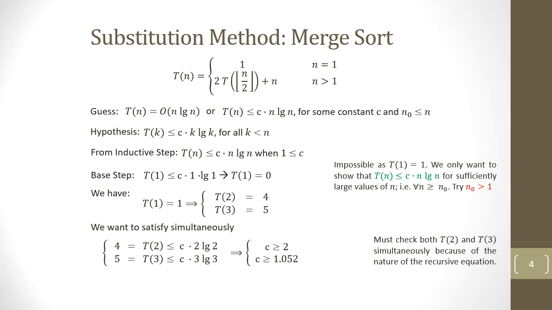For T(2), our value of c is greater than or equal to 2, and for n equal to 3, our value of c is approximately greater than 1. To satisfy both of these, we pick c equal to 2. So we prove that T(n) ≤ c n log n, which is our guess, when c is equal to 2 and n naught equal to 2. So we can say that our guess is correct and n log n is the upper bound of merge sort.